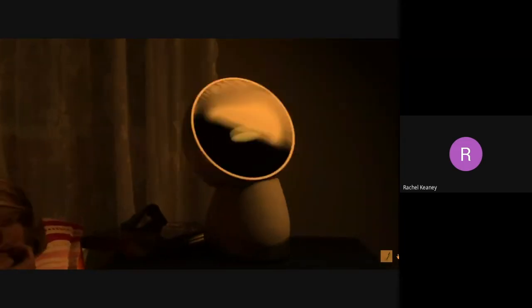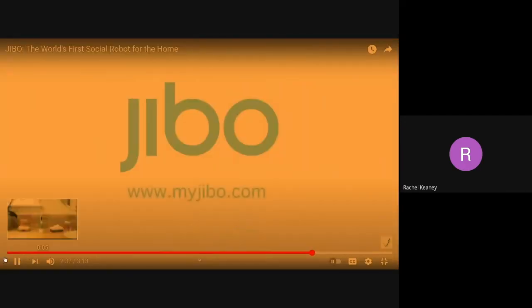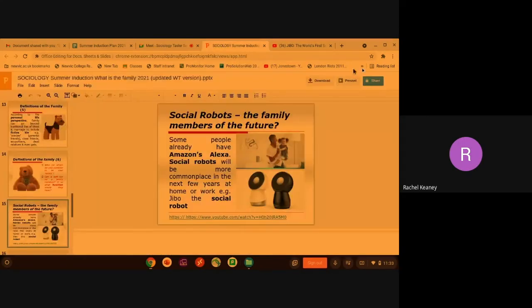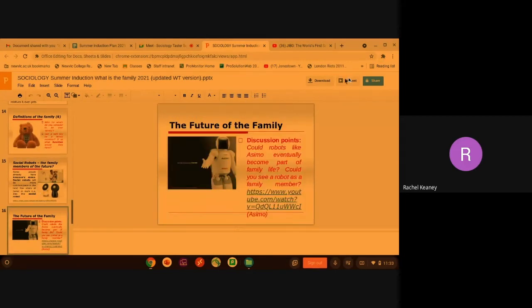Jibo, this little bot of mine. Okay, so that's a little bit about Jibo, the social robot. So something to consider is the future of the family. So let's have a look.